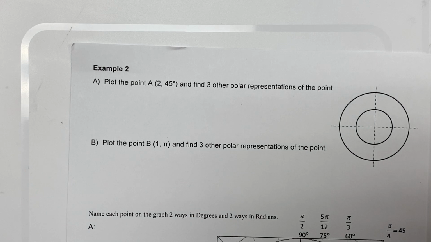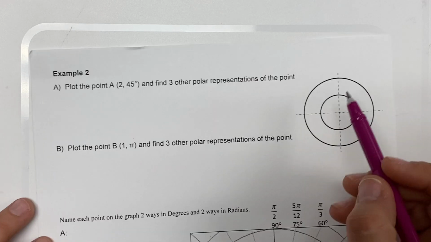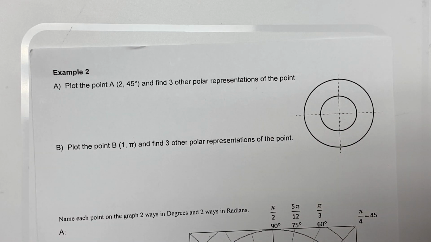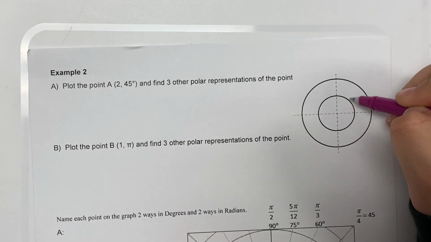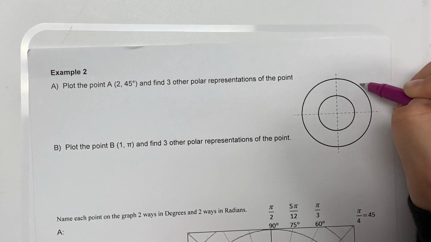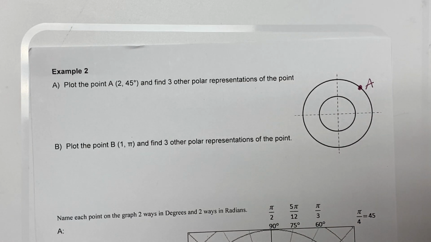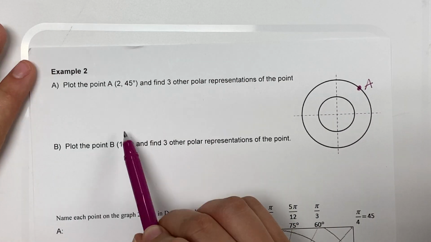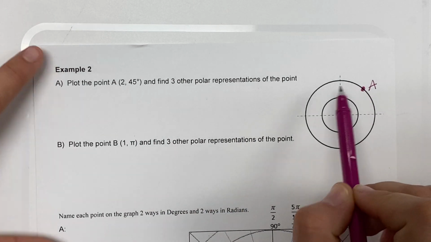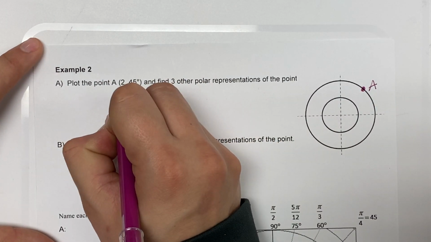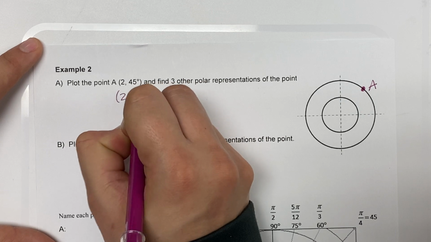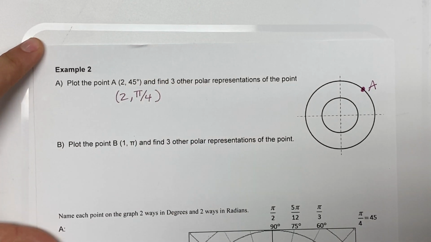So looking at example 2 now, I gave you a little baby polar graph. We're gonna plot point A, which is at 2, 45 degrees. So that's 45 degrees is here, radius of 2. So here is A. We're gonna find 3 other polar representations of this point. So I want 3 other points that would land right here too. So the first thing I would do is just change it to radians. So that's pi over 4. So there's one.